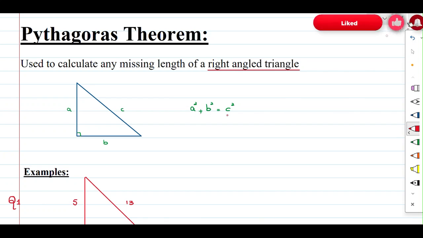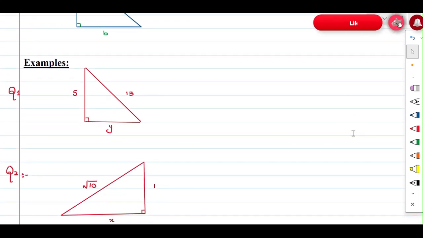So what is that formula? This can be A, this can be C, this can be B, but the main concept is the sum of the squares of two perpendicular lengths or sides of a right angle triangle is equal to the square of the hypotenuse, right? Now let's do some examples.